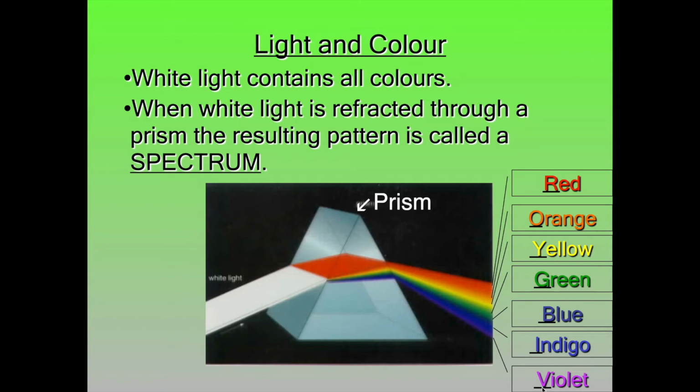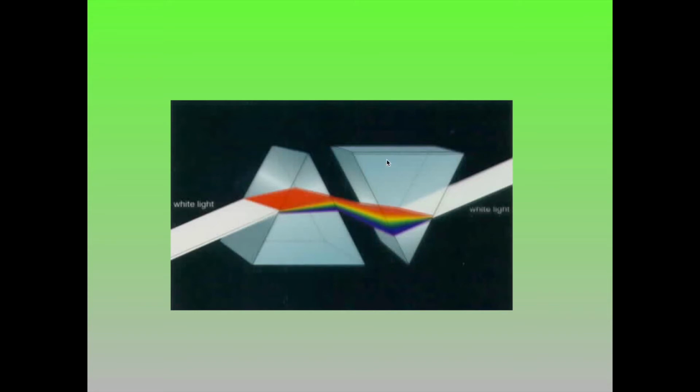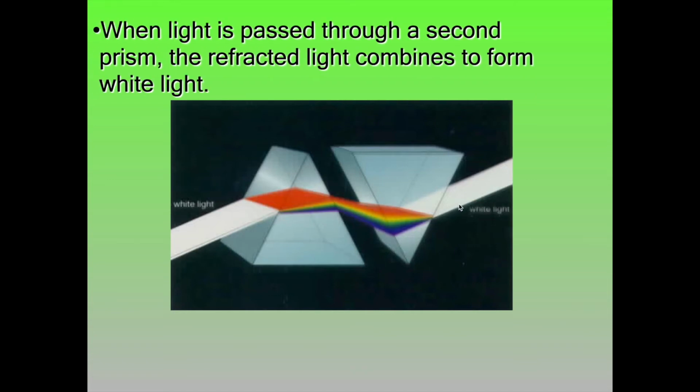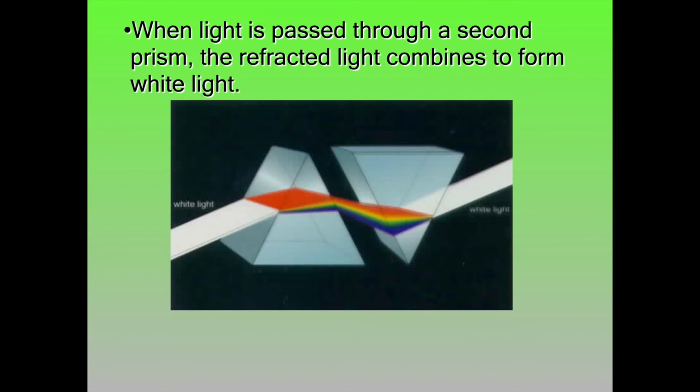Now, I have a question for you. What if I put a second prism upside down in front of this color spectrum here? What do you think would happen? Well, let's take a look. If we put a second prism here, it combines the colored light of the spectrum up so that it'll form white light. So we get white light being produced.